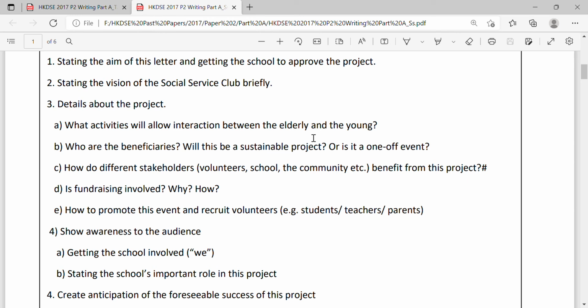Are you trying to make them have a great day, just a one-off event, or are you trying to make something more sustainable? So this is 3B. Who are the beneficiaries? That means who will benefit from this activity? Are you there to bring happiness to the elderly, but how are you going to give them a day that they will enjoy? But is one day enough? Will you try to create something that is sustainable, that is not too difficult for our students?